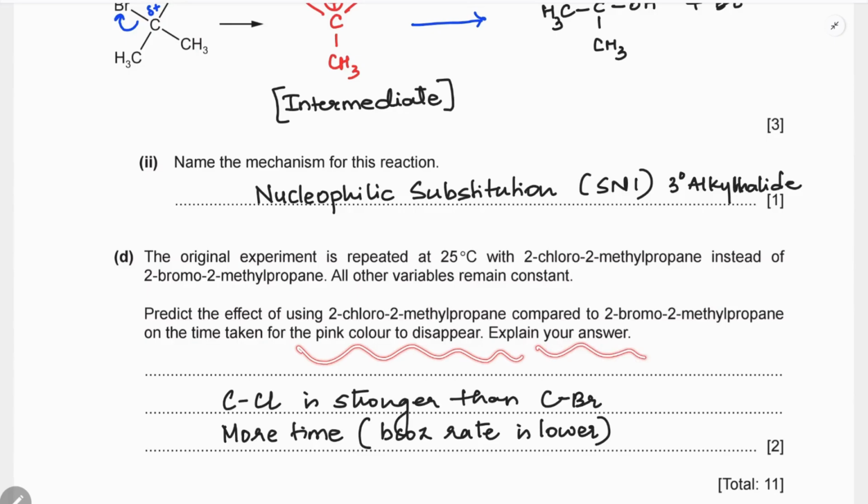So explain your answer. We can say that the C-Cl bond is stronger than the C-Br bond. Okay, and because it has a stronger bond, it will take more time to break the bond. So what will happen? The rate of reaction will decrease because it's taking more time to break the bond, right? So these 2 pointers are essential. Okay, this C-Cl is coming from 2-chloro-2-methylpropane, and this C-Br is coming from 2-bromo-2-methylpropane. Total 2 marks.